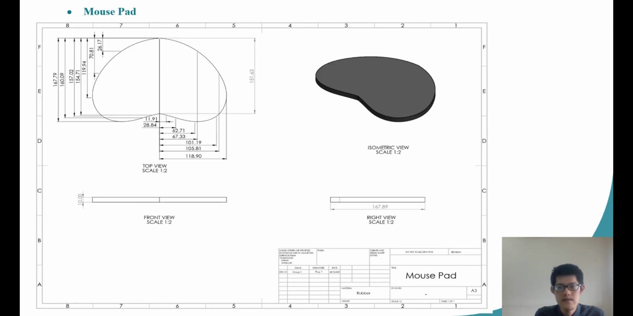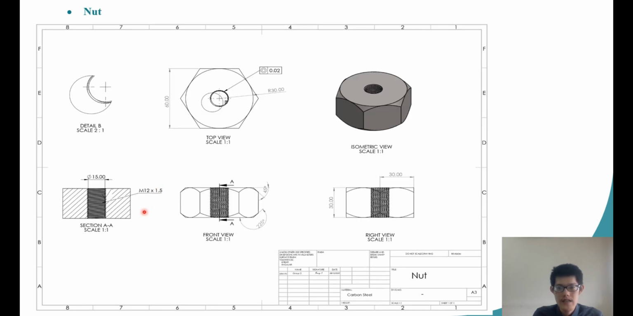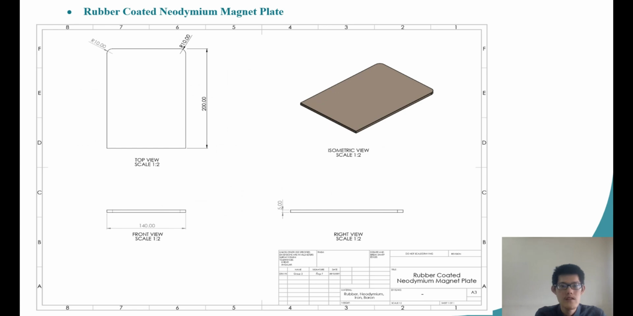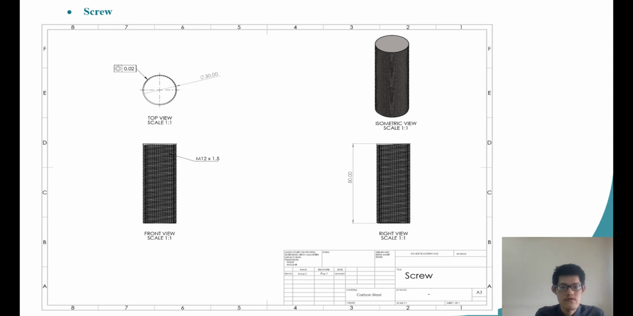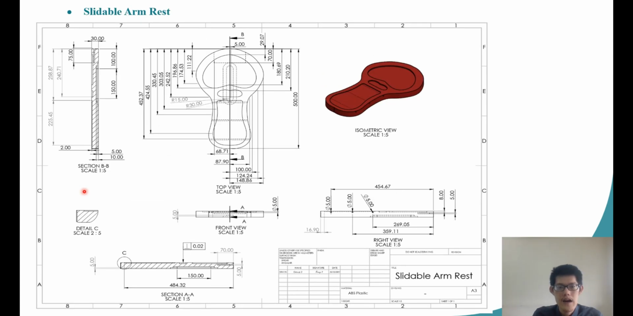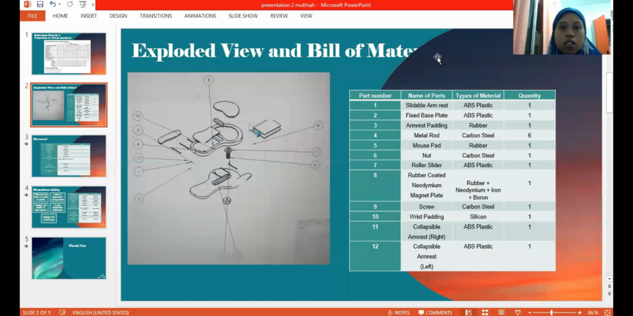The mousepad dimension is shown here. For the thread, it uses M12 times 1.5. The height of the roller slider is 12 millimeters. The rubber-coated vanadium magnet has a radius of 10 millimeters. Screw dimension, wrist padding, slidable armrest. Here shows the section view of B to B. Fixed display. So this is our exploded view and our bill of material.